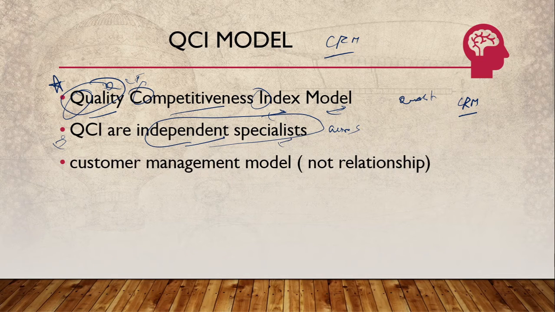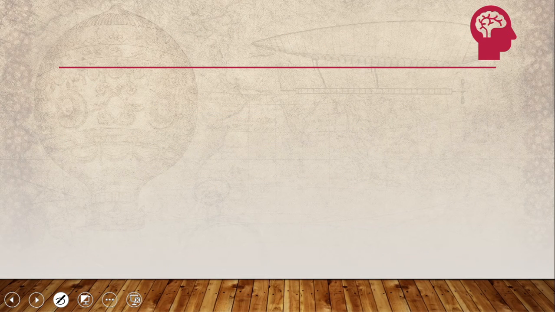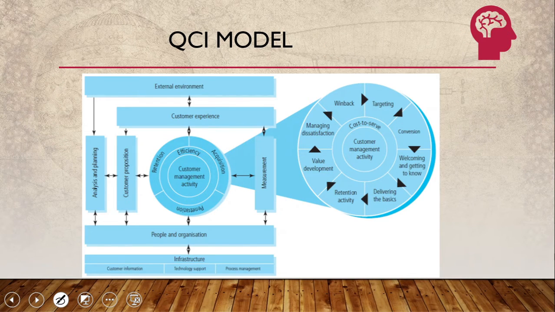Another thing to note is that QCI is basically a management model and not a relationship model. It basically describes management, whereas there is less emphasis on the relationship. Just remember this. So as we have said, the QCI focuses on quality, and it's all about customer management activity. So customer management activity is at the center, and the other things, which are retention, acquisition, and how you penetrate the market, all revolve around this customer management activity.